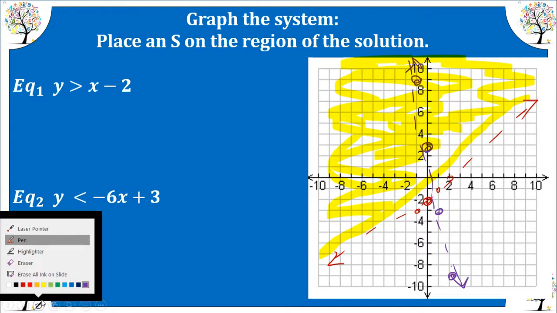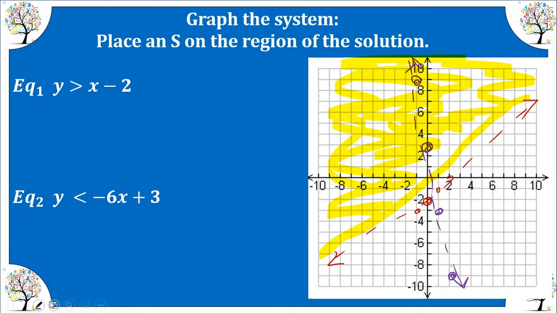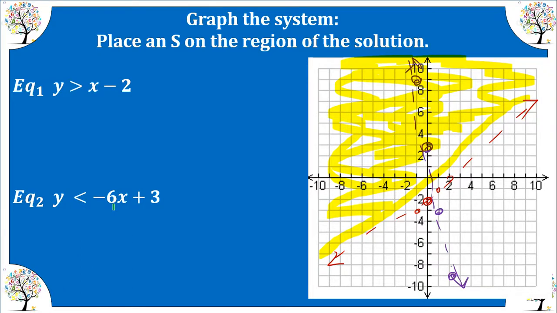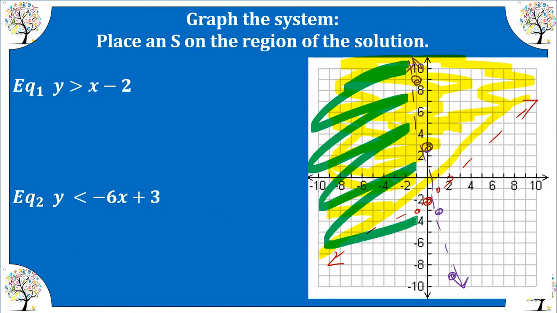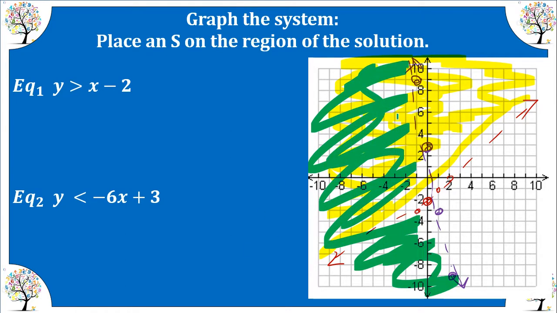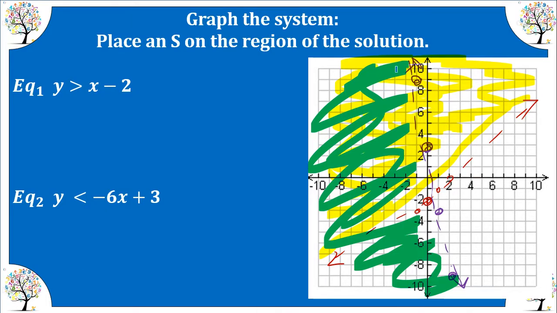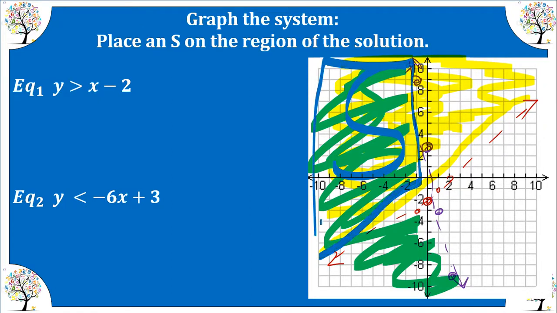And let's get some shading here. And we will go with this blue. So our purple line we're going to shade with blue, and it's less than, so it's below. Oh, it's green. Whoopsie. So we can see our overlapping of the yellow and green, and this would be our solution set. Our solution set is here. All of these ordered pairs would make both this equation and this equation true.